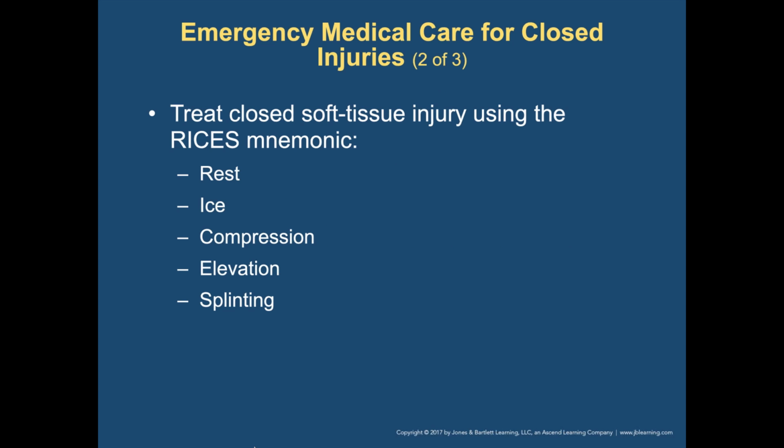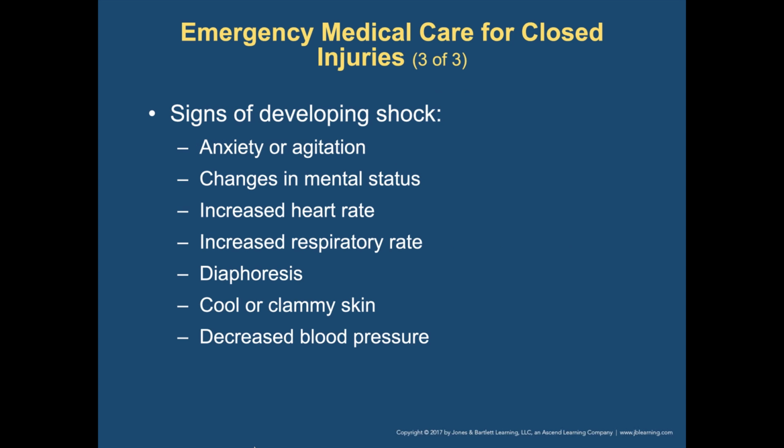Treat a closed soft tissue injury using the RICE mnemonic. So rest the injury, ice, compression, elevation, and splinting. Think about sprained ankles, all right? Get them off of it. You don't want them continuing to try to run on it. If you're going to fight inflammation, you're going to use ice. If you're going to try to relax a muscle, you're going to use heat. Compression also helps fight inflammation. Elevation fights inflammation, and then splinting just keeps it in place. It'll help a lot with their pain, and it'll stop them from making the injury worse.